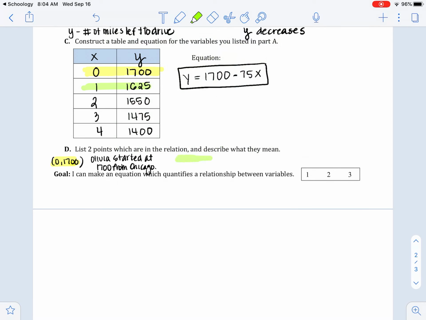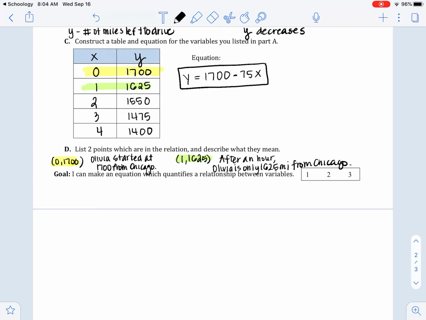All right, now for my second one, I picked 1,625. So I'm going to say after an hour, Olivia is only 1,625 miles from Chicago. Now you could have picked any other points. You could have said from home instead of from Chicago. But I like having the sentence: after blank, blank is blank from blank, or there is this many left.